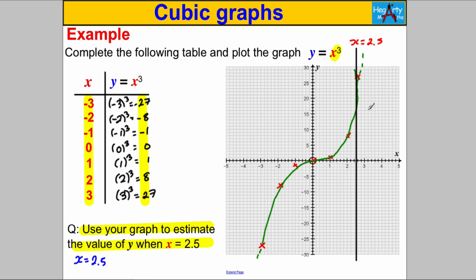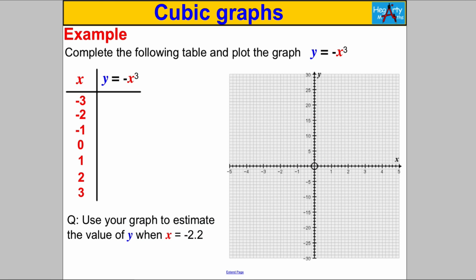We're asked to find the value of y in our y equals x cubed when x is 2.5. Well, from the graph we can see it looks like it's about 16. So y is about 16 as an approximation. So we can use our graphs for approximations like that. Now if I type in 2.5 cubed on my calculator, I get 15.6, which means that my graph was a decent approximation. So that's how you draw them.